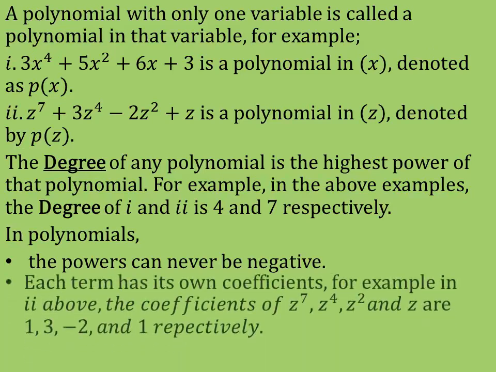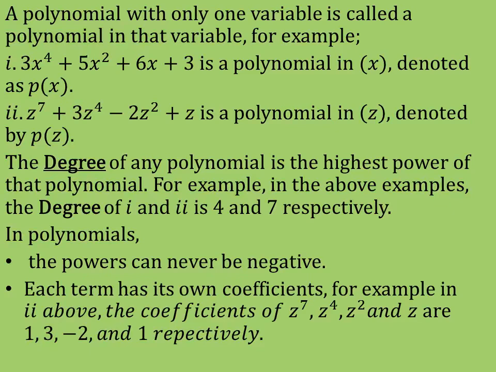Each term has its own coefficient. For example, in example 2 above, the coefficients of z raised to power 7, z raised to power 4, z raised to power 2, and z are 1, 3, minus 2, and 1 respectively. What we mean here is that the coefficient of z raised to power 7 is 1, the coefficient of z raised to power 4 is 3, the coefficient of z raised to power 2 is minus 2, and the coefficient of plus z is 1. A coefficient means the number before the variable.